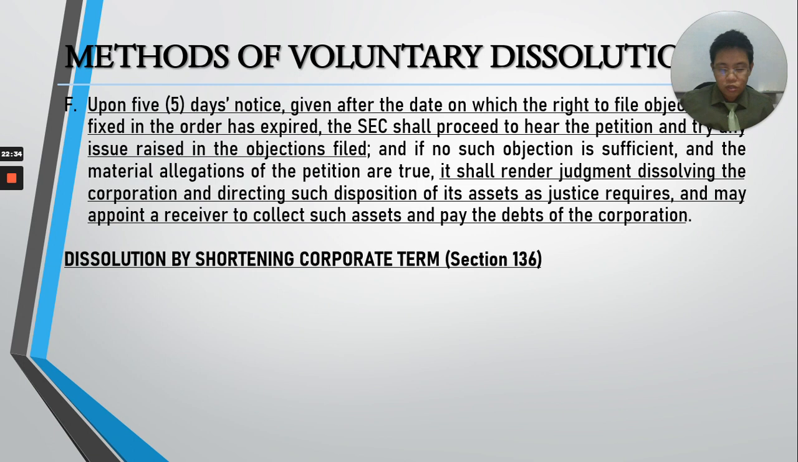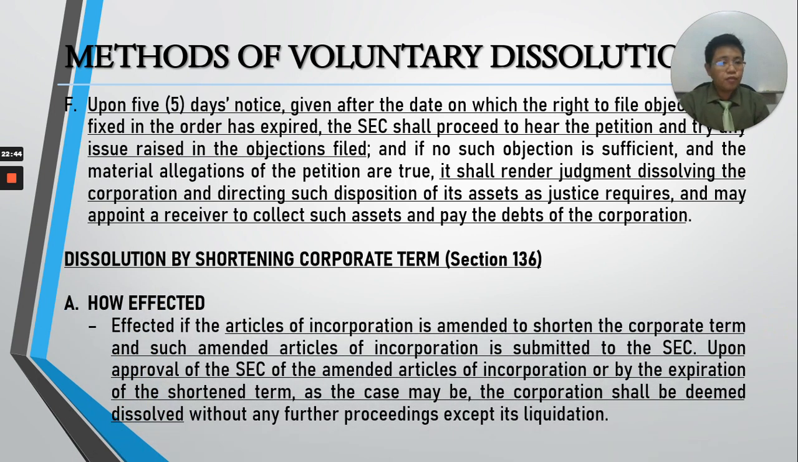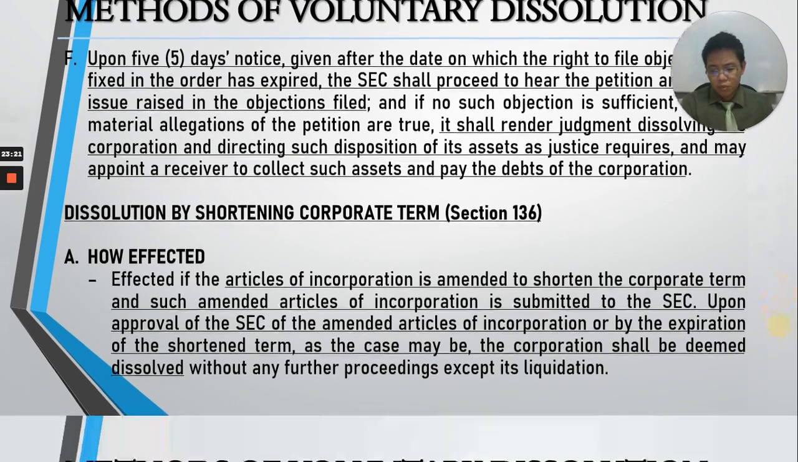What else? There can also be dissolution by shortening of the corporate term. So, this is effected by amendment of the Articles of Incorporation. And remember, such amended Articles of Incorporation are submitted to the SEC. So this is also in relation to Section 15 because Section 15 talks about amendment. So upon approval of the SEC of the amended articles na mayroong shortened term, or by expiration of the shortened term as the case may be, the corporation shall be deemed dissolved without any further proceedings except to liquidate.